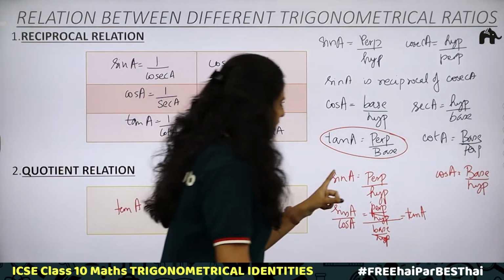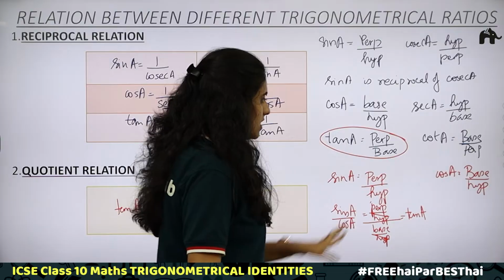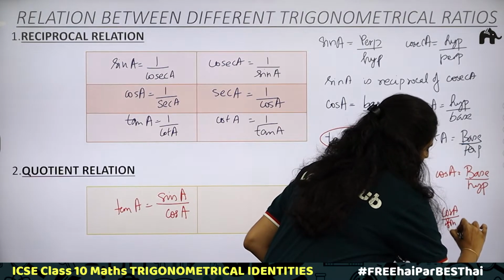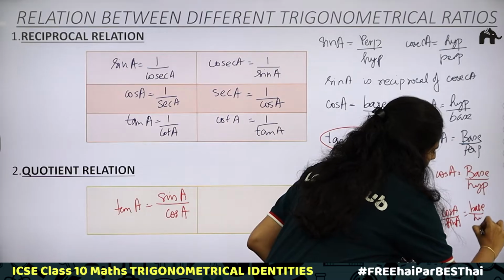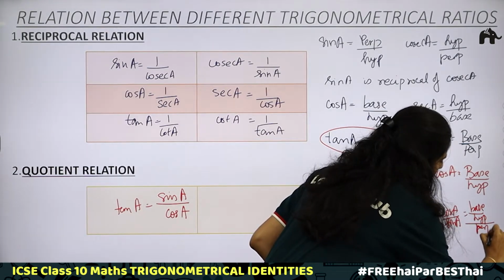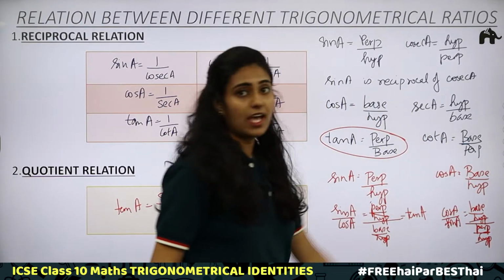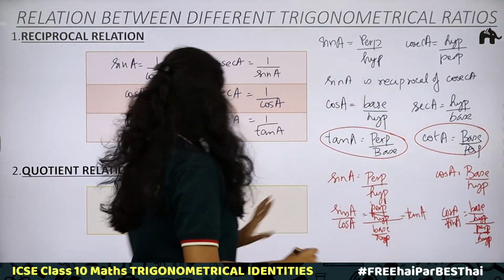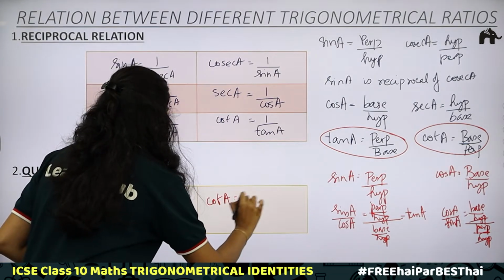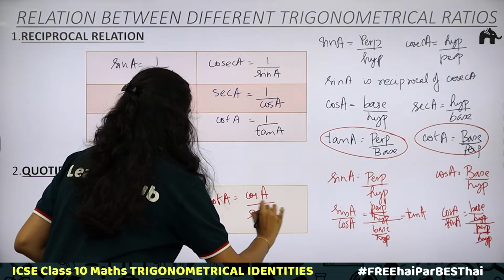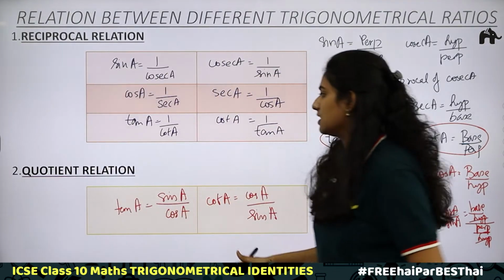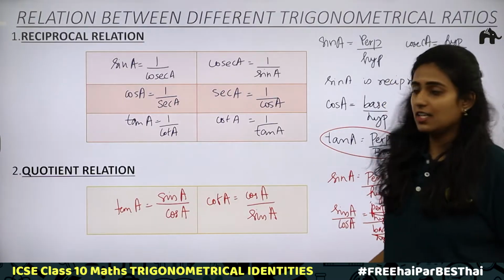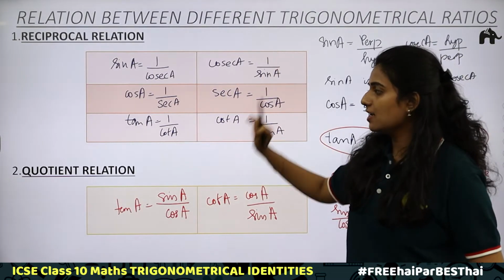Now the second. Here again we have sin A equal to perpendicular by hypotenuse, and cos A equal to base by hypotenuse. If I take the ratio cos A by sin A, that is equal to base by hypotenuse divided by perpendicular by hypotenuse. Hypotenuse and hypotenuse can be cancelled. We have base by perpendicular, which is cot A. Therefore, cot A is equal to cos A divided by sin A. So, these are the relations. Here we have two quotient relations. When you take the ratio of sine and cos, we get tan, and the ratio of cos by sine, we get cot. So you understood the reciprocal relations and quotient relations.